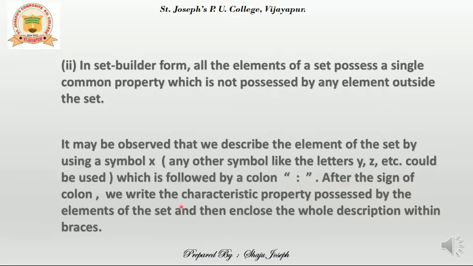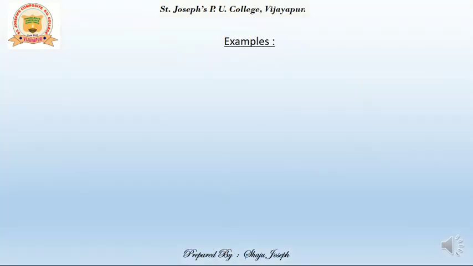After that sign of the colon, we write the characteristic property possessed by all the elements of the set. Then enclose the whole description within braces. Again, flower brackets come into picture. For those who could not exactly picturize what I just said now, we will go with some examples.